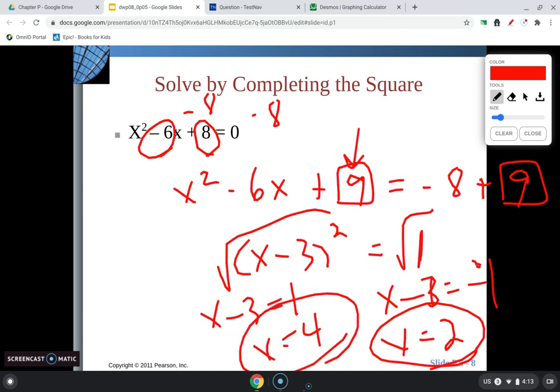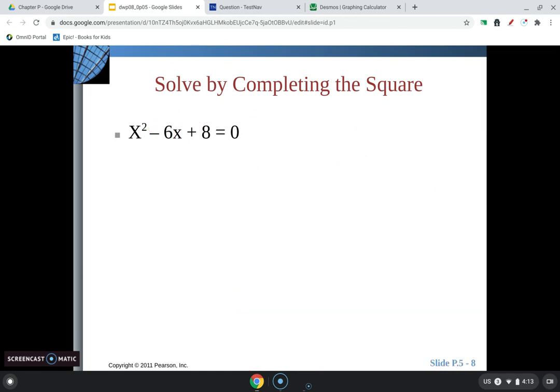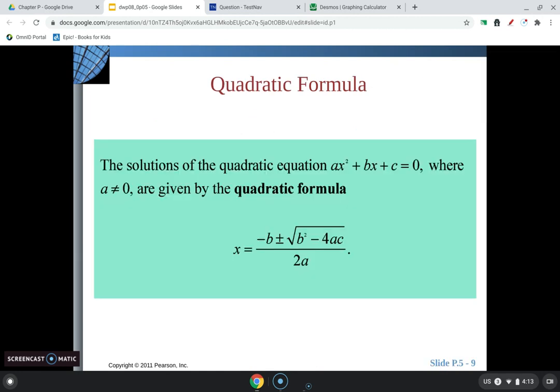So our two answers are 4 and 2. Okay, so that's completing the square method. And then last but not least is the quadratic formula. When you're in ax squared plus bx plus c, you're going to do negative b plus and minus the square root of b squared minus 4ac all over 2a.